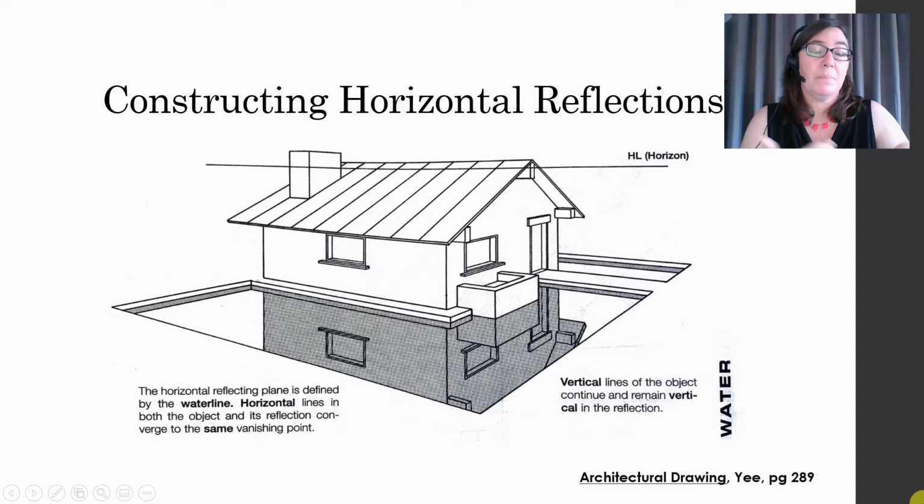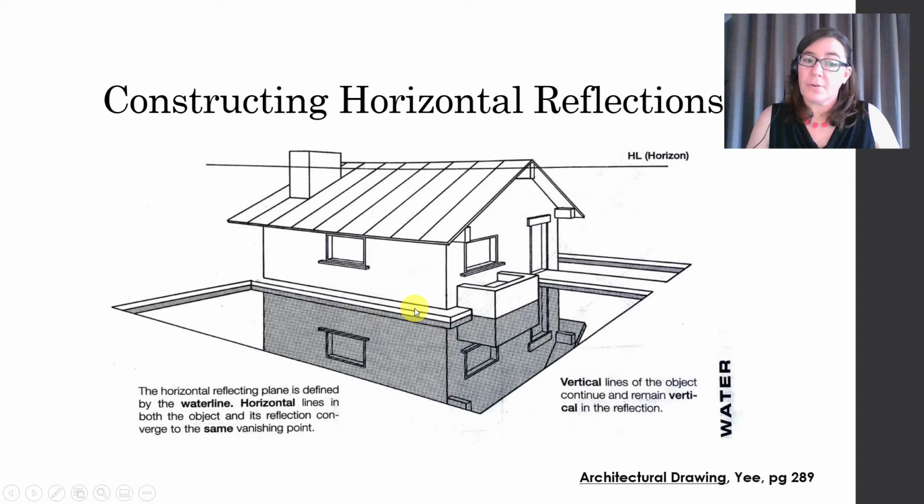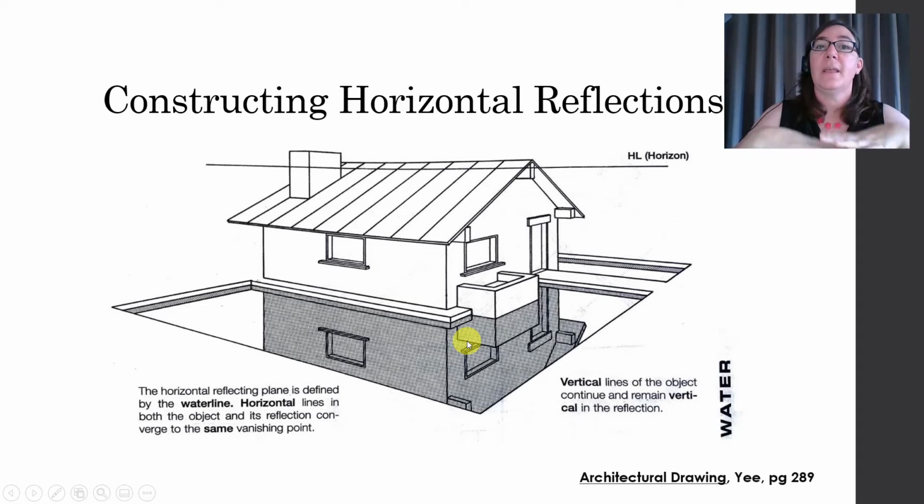When we see it in a perspective view, this is what it's going to look like. So we have our subject, in this case it's a simple house, and our reflecting plane is going to be right here at the water line. Any vertical lines of the object are going to continue and remain vertical in the reflection. Horizontal lines in both the subject of our drawing and in its reflection are going to converge on the same vanishing points to the left and right. So in essence, you're going to construct your subject and its reflection in the pool.